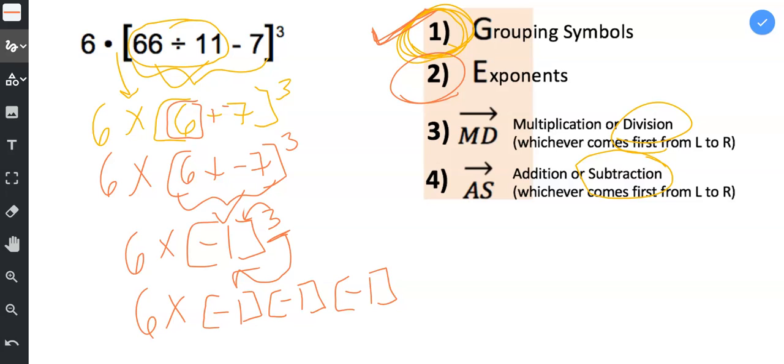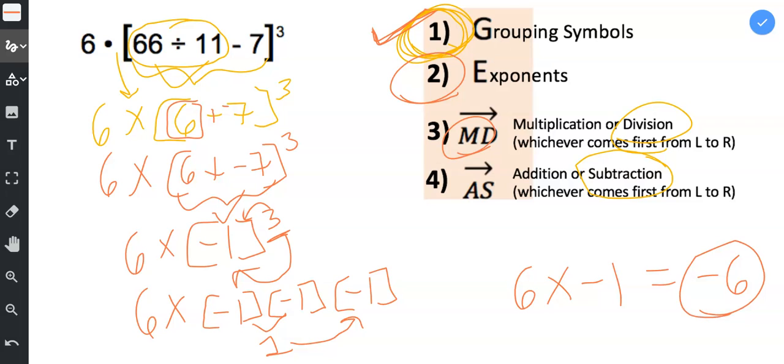So -1 times -1 gives me +1. And then when I multiply +1 times this -1, I end up with a -1. And then I'm still working on multiplication. 6 times -1, unlike signs, give you a negative. Remember, with multiplication and division, it doesn't matter which you have more of. If you have unlike signs, you automatically get a negative when it comes to multiplication and division.